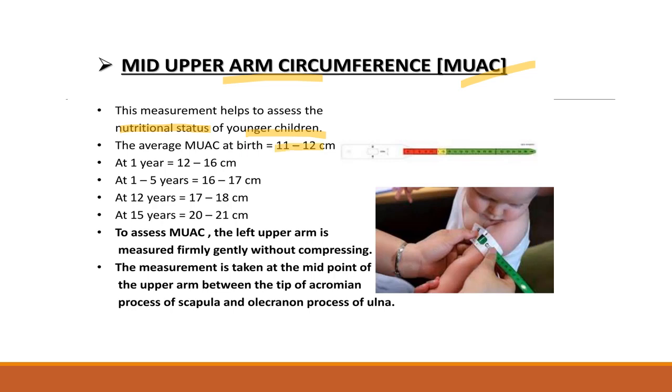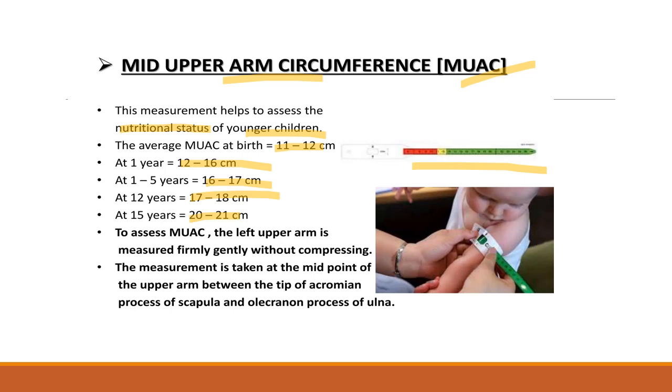At 1 year, 12 to 16 centimeter. 1 to 5 years, 16 to 17 centimeter. 12 years, 17 to 18 centimeter. And at 15 years, it is 20 to 21 centimeter. This tape is known as MUAC tape. Okay, MUAC tape.